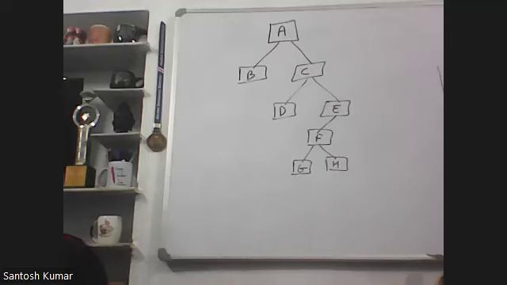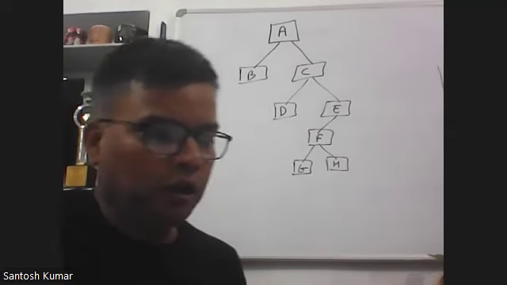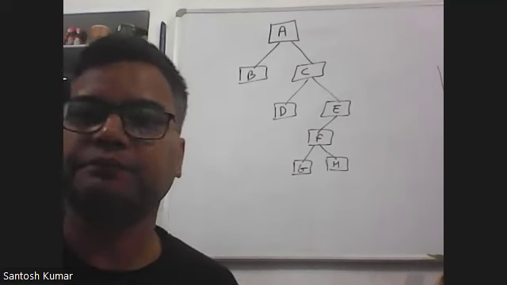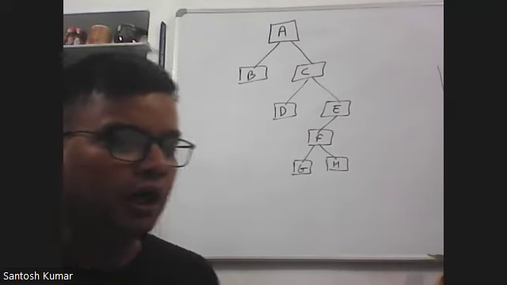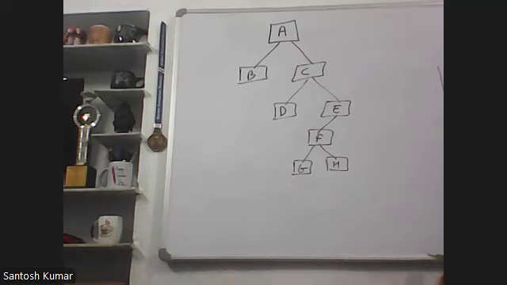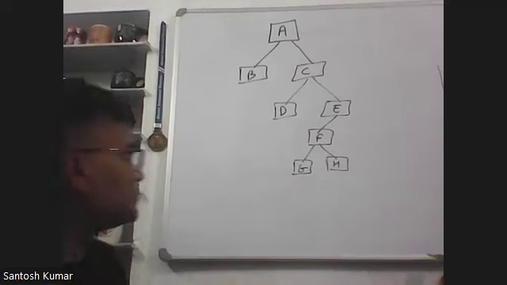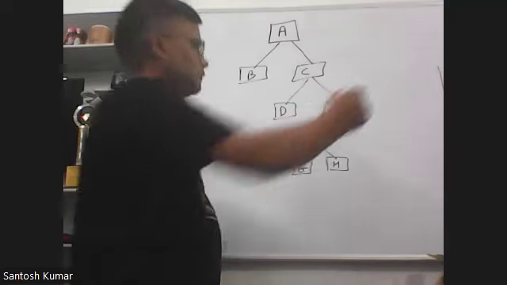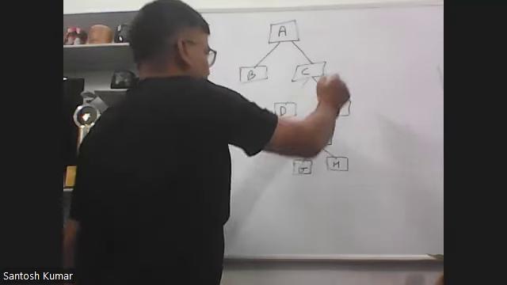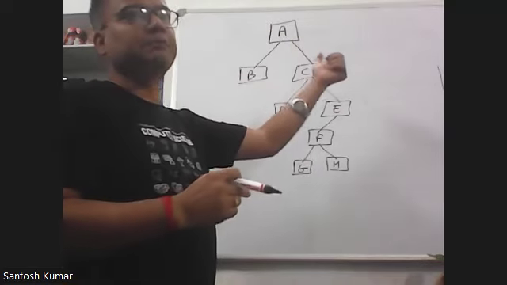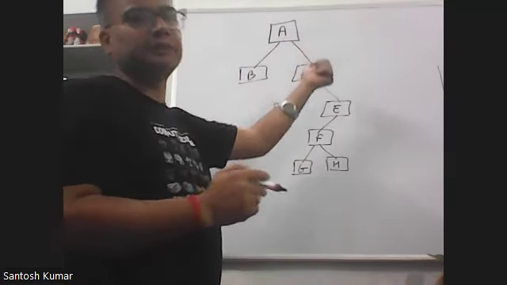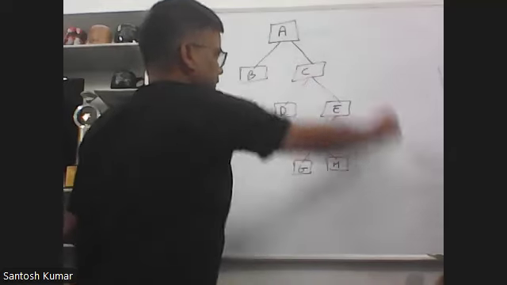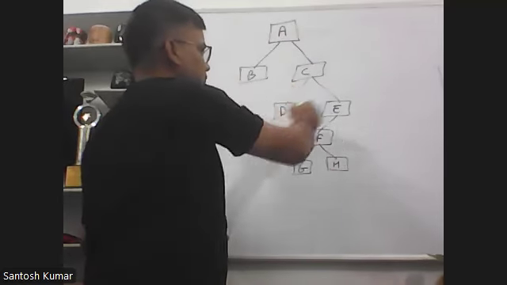Now this is the diagram of a tree given. What is the root of the tree? A. If I am told to draw the left subtree of C, we will draw this part, right? If I have been told to draw the right subtree of the root, this will be the entire thing. Left subtree, this will be only there.